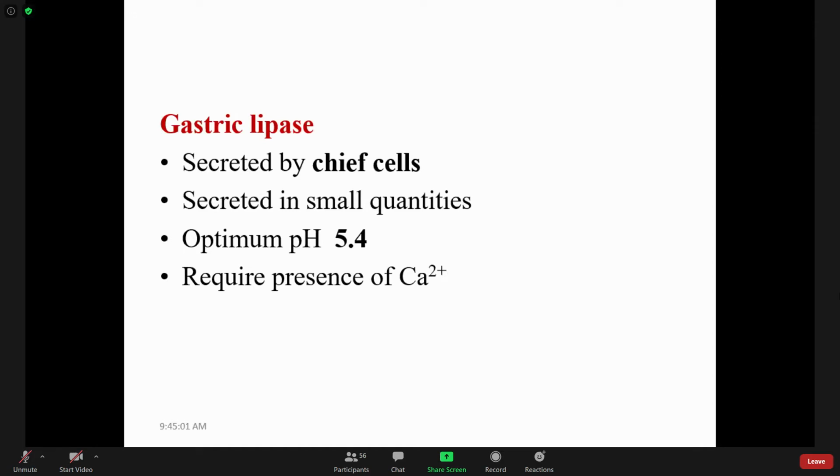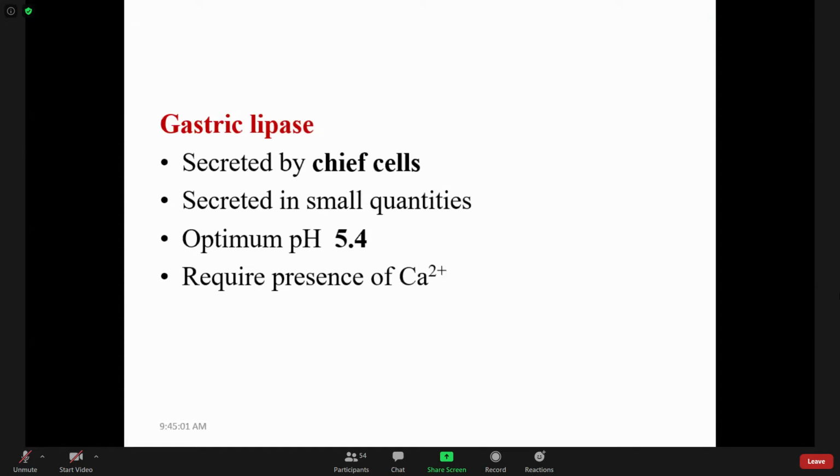So the staple diet of infants is milk. Milk contains triglycerides with short and medium chain fatty acids. So gastric lipase is important in infants, because they have a good substrate. The fat consumed by infants is triglyceride rich in short chain and medium chain fatty acids, so the gastric lipase gets a good substrate.